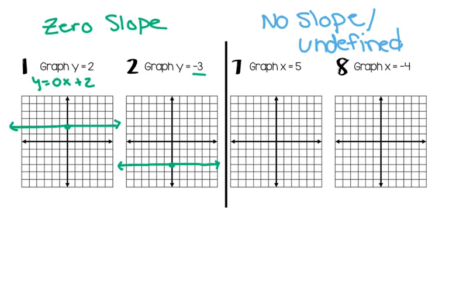Okay, remember the no slope or undefined should be a vertical line. So when I'm looking at this one, instead of my starting point being on the y-axis, it's going to be on the x-axis. So 1, 2, 3, 4, here's my point, but now instead of drawing a horizontal line, I'm drawing a vertical line. Okay, so at x equals -4, again, instead of a horizontal line, it's a vertical line.